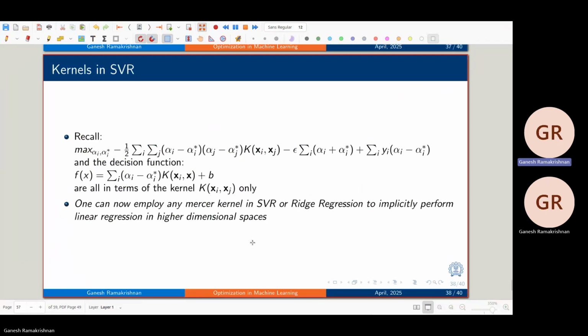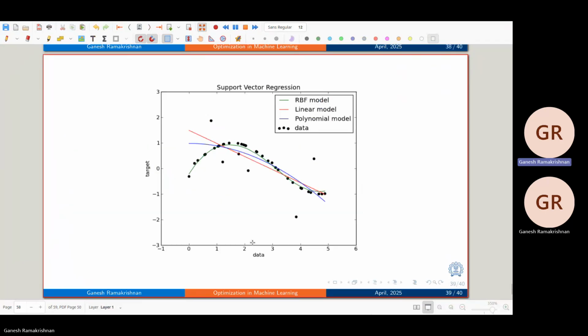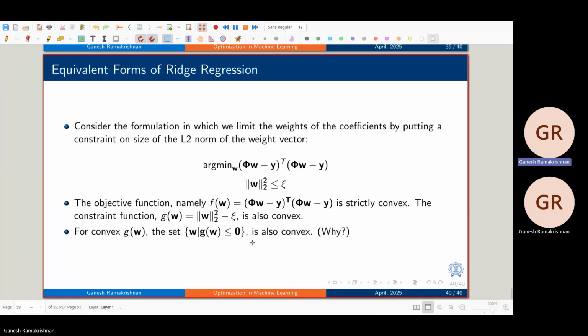So this is the whole idea of kernels in support vector regression. You can do the same thing in ridge regression, which is without support vectors, and in support vector machines also. Even with ridge regression, you can come up with a kernel formulation. I hope you got a good feel for optimization and machine learning through the use of Lagrange duals and weak duality.